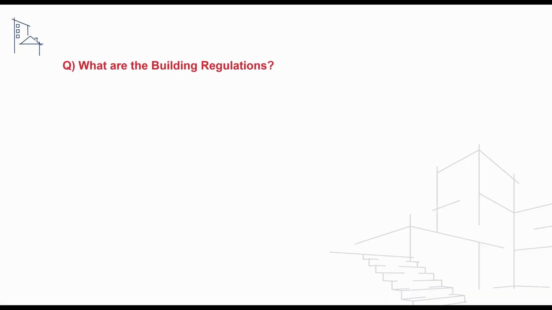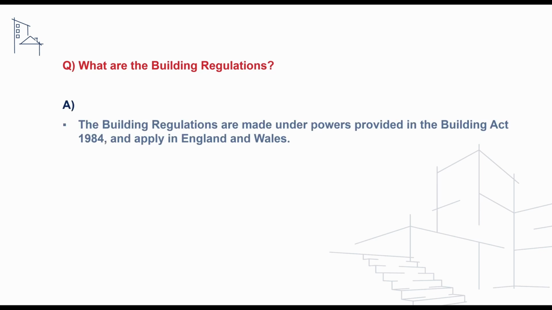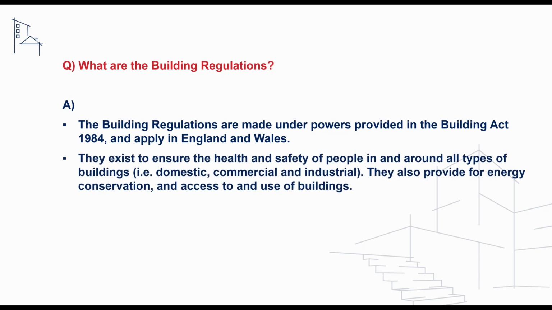And the first question we'll take a look at under this competency is a very high level question, checking our understanding of the building regulations. And to address this, we can say that the building regulations are made under powers provided in the Building Act in 1984 and apply in England and Wales, and they exist to ensure the health and safety of people in and around all types of buildings, for example whether that's domestic, commercial or industrial. And they also provide for energy conservation and cover the access to and the use of buildings.